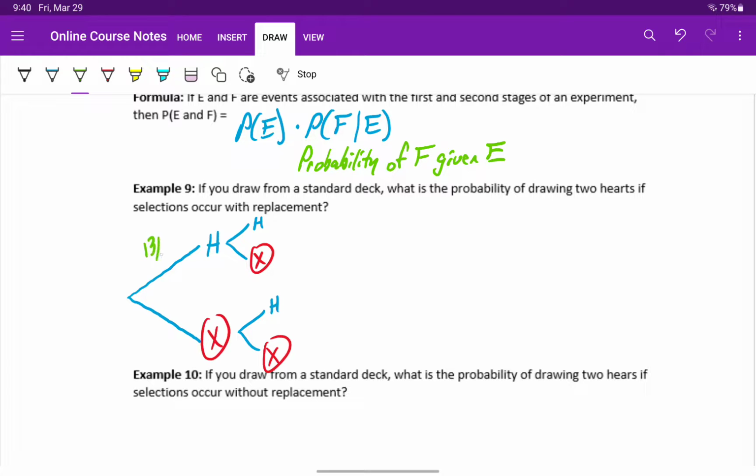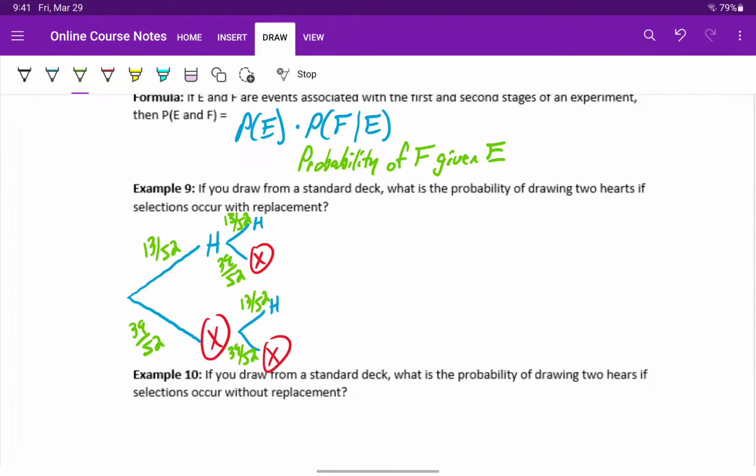The probability of drawing a heart is 13 out of 52. The probability of not drawing a heart is 39 out of 52, so all of the remaining cards. On our second pull, the probability of drawing a heart is still 13 out of 52 because selection is occurring with replacement. That first card went back in the deck. And this probability is still 39 out of 52, 13 out of 52, 39 out of 52. Since selection is occurring with replacement, the probabilities don't change from event to event.